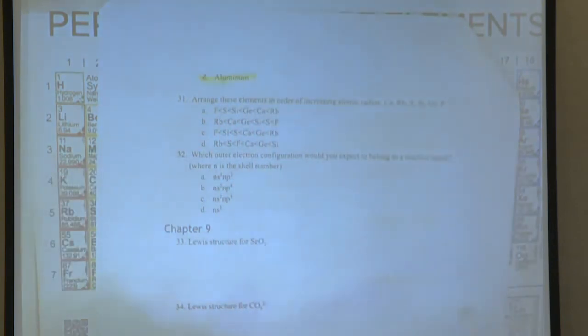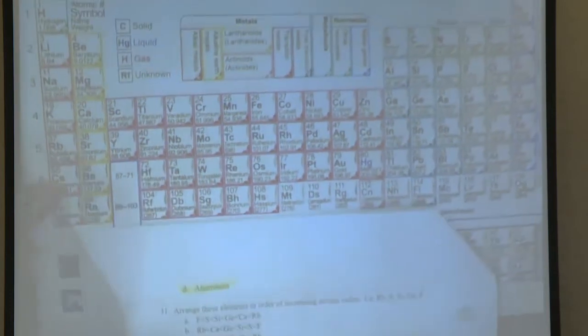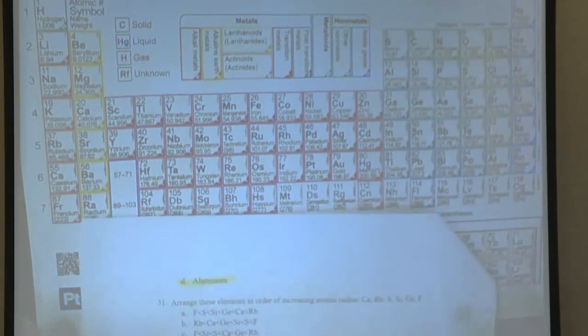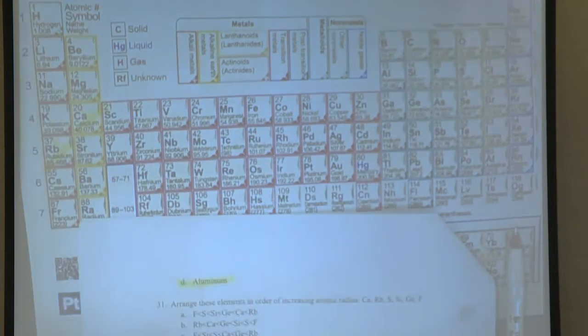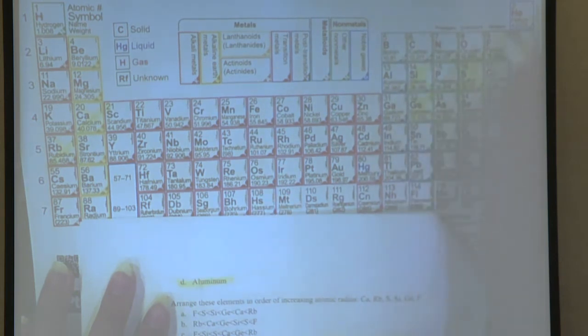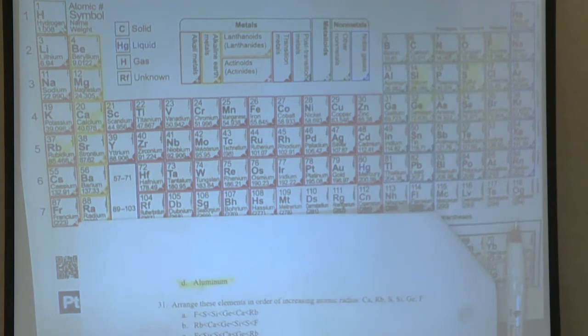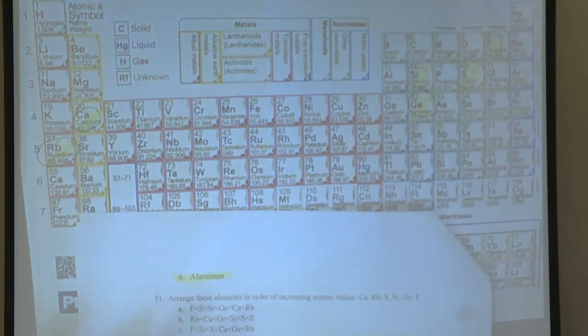So this one is an atomic radius question. Arrange these elements in order of increasing atomic radius. So let's look at these guys. We have calcium, rubidium, sulfur, silicon, germanium, and fluorine, right? So we have these random few elements. You can't really even see that. And they want us to arrange them in order of increasing atomic radius, right?